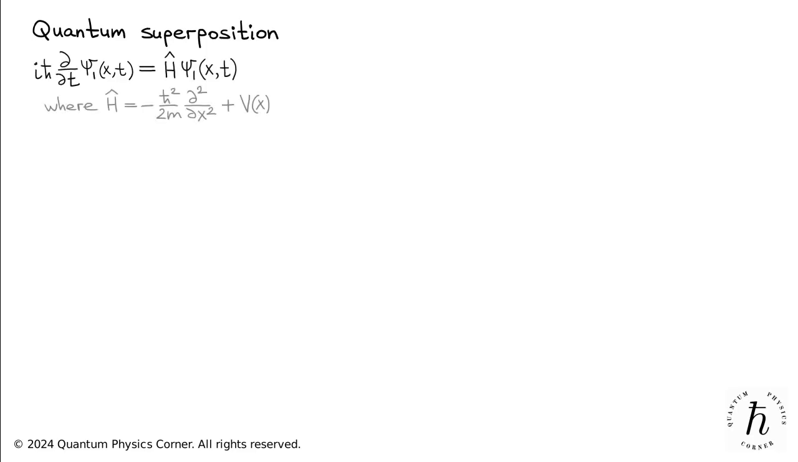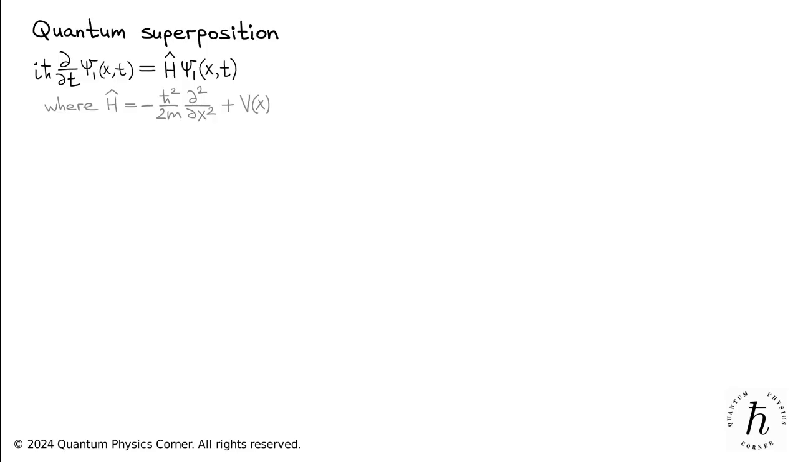Let's see how this principle works. Suppose psi sub 1 represents a possible state of a quantum particle. The wave function psi sub 1 is a function of position x and time t, and it satisfies the Schrödinger equation. As before, H hat represents the Hamiltonian, which is the total energy operator of the system.